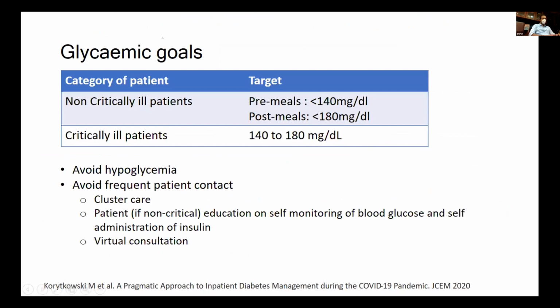The target for the pre-meal blood sugar should be less than 140 and the post-meal blood sugar should be less than 180. And for those who are critically ill and on insulin infusion, the target should be between 140 to 180.